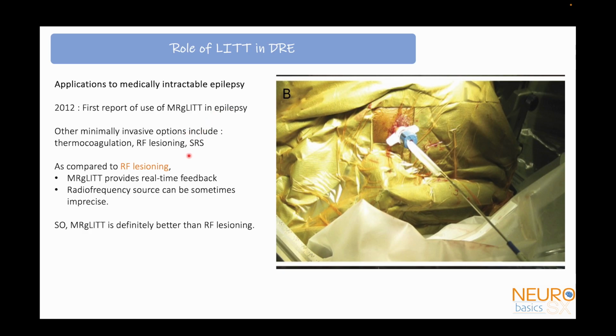Okay, SRS is not even an invasive option, it's basically non-invasive. But as compared to RF lesioning, MR guided LITT is a lot better because of the MRI, it gives you real-time feedback as to how much heat and how much destruction is happening. And sometimes the radio frequency source can be imprecise. So MR guided LITT is definitely better than RF lesioning.